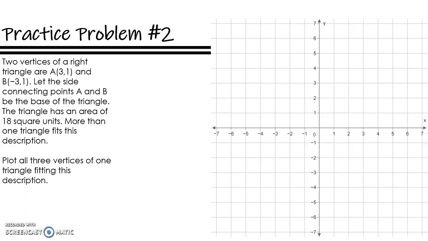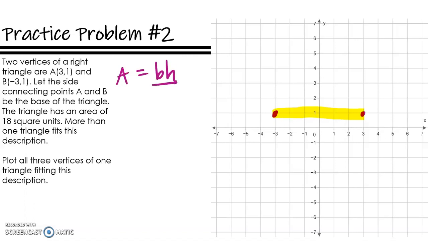For practice problem 2, 2 vertices of a right triangle are (3, 1) and (-3, 1). Let the side connecting points A and B be the base of the triangle. So this is our base right here. The triangle has an area of 18 square units. More than one triangle fits this description. Plot all 3 vertices of one triangle fitting the description.